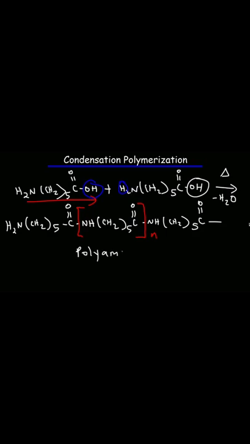Now this particular polyamide is known as nylon 6. I'm sure you've heard of that one before. So that's the basics of condensation polymerization reactions. Basically, two functional groups react with each other in order to remove water and connect the two units to form a larger chain.